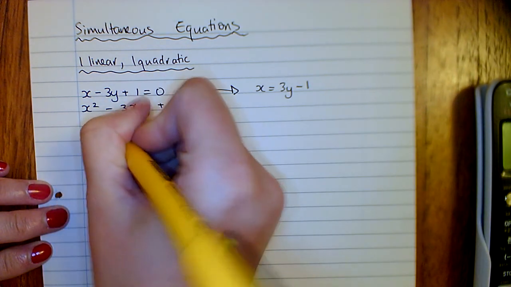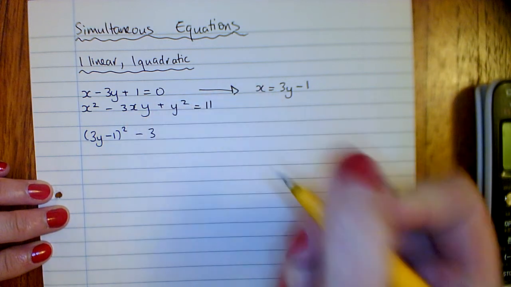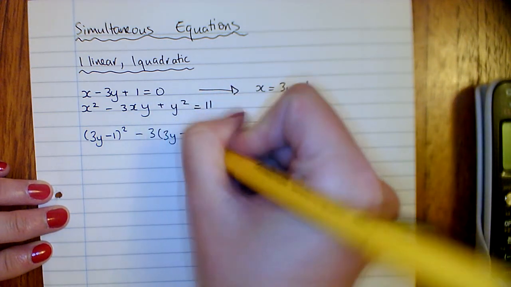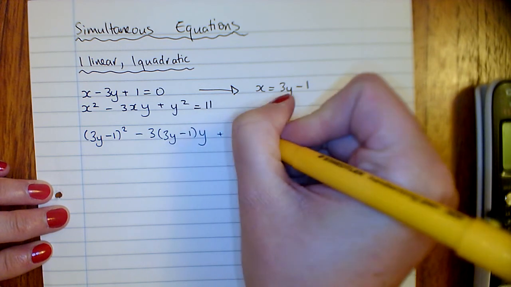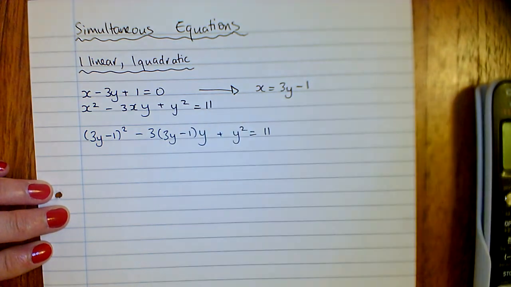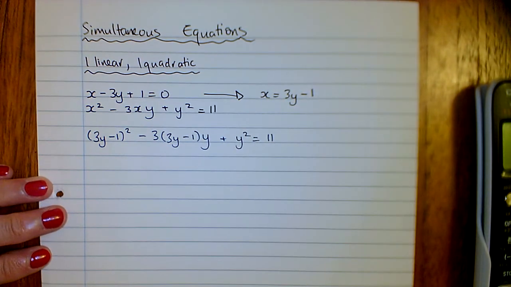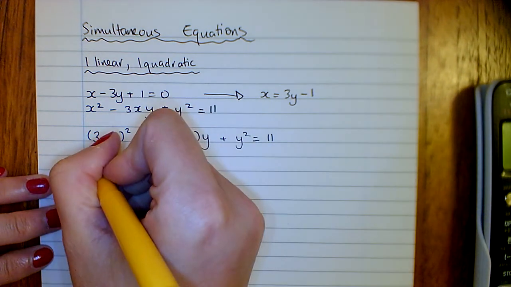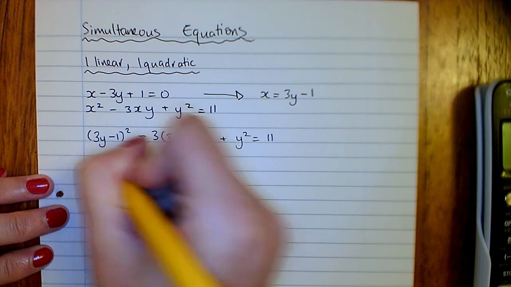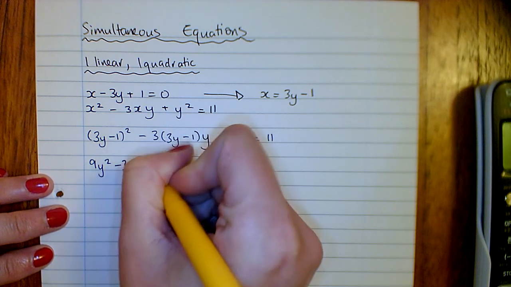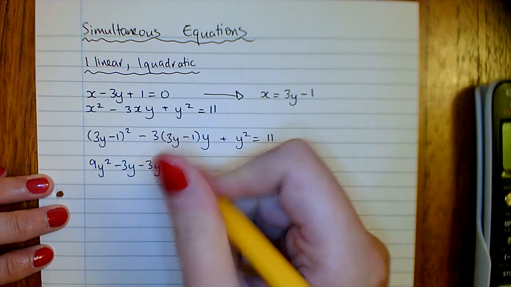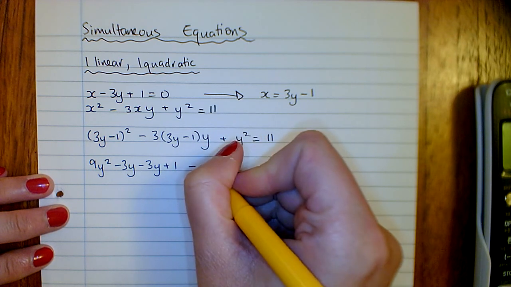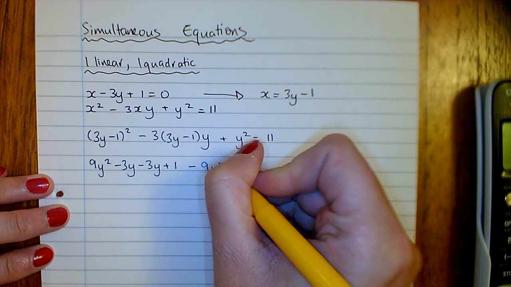Everywhere we see x, we're going to replace it with 3y minus 1. So 3y minus 1 squared minus 3 upon 3y minus 1 upon y plus y squared equals 11. Then I'm going to multiply out this bracket. So 9y squared minus 3y minus 3y plus 1. Multiply out this part, we get minus 9y squared.